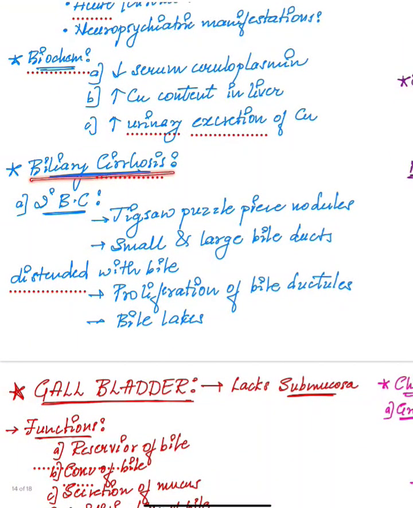Coming to biliary cirrhosis. Biliary cirrhosis can be of two types, primary biliary cirrhosis and secondary. The first important one is secondary biliary cirrhosis. In this, we can see jigsaw puzzle piece nodules, small and large bile ducts distended with bile, proliferation of the bile ductules, and bile lakes.